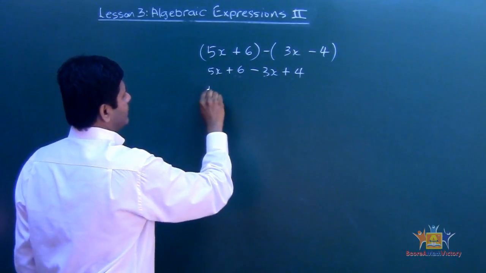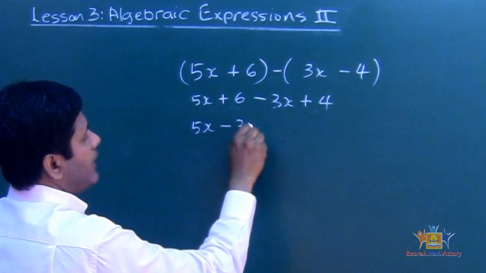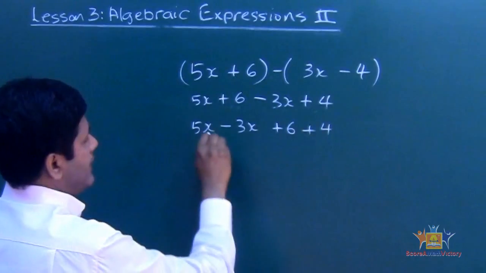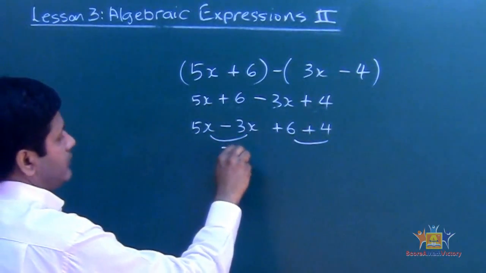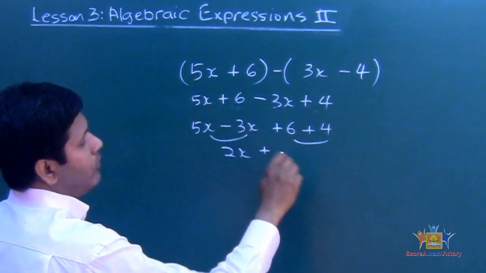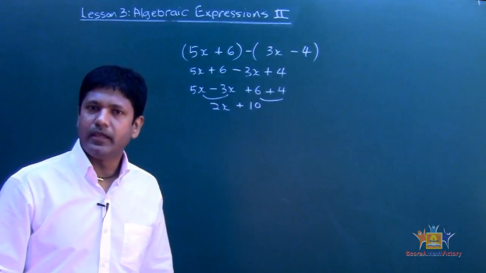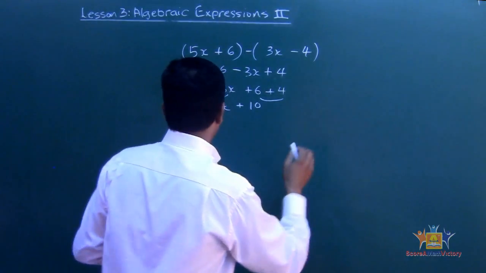So 5x, negative 3x, be careful, negative 3x plus 6 plus 4. Okay, now I'm going to combine them. 5x minus 3x, 2x. 6 plus 4, 10. Right there. That's it. You're done. See that? Okay, very important. Okay, let's do more. Let's say if I give you something really challenging.